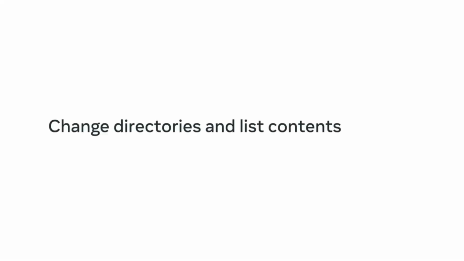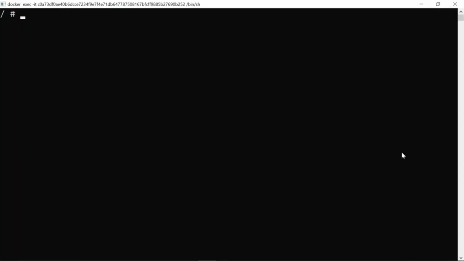I've opened up the command line, and first I want to check what directory I'm currently in. To do that, I run the pwd command. Pwd is short for Print Working Directory. I type pwd and press the Enter key. The command returns a /, which indicates that I'm currently in the root directory. This is the top-level directory within the operating system.